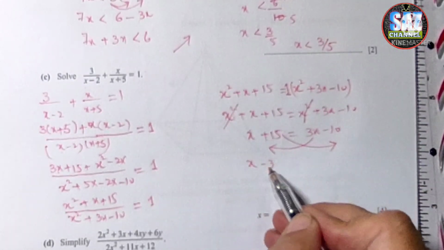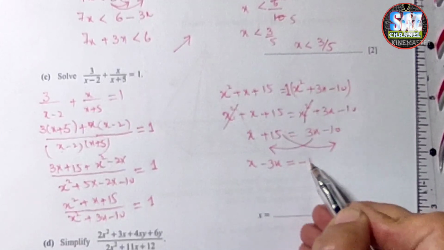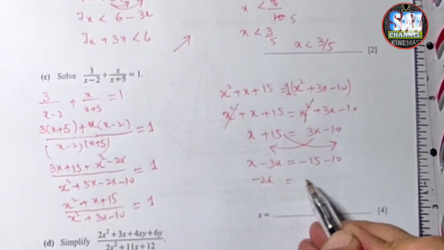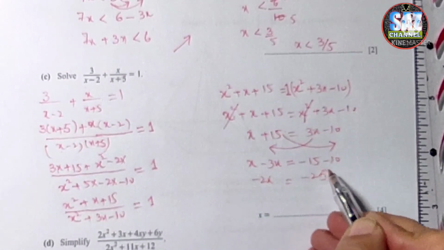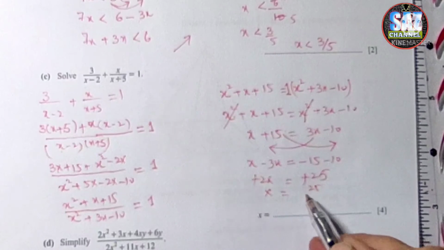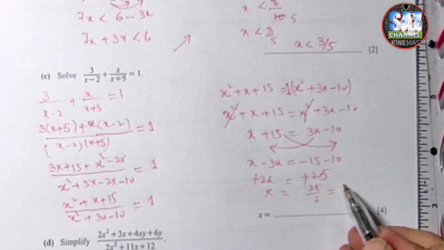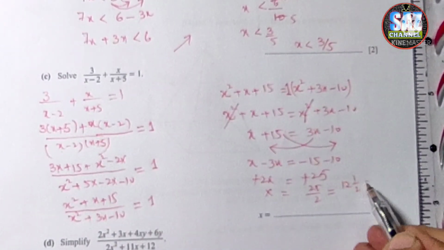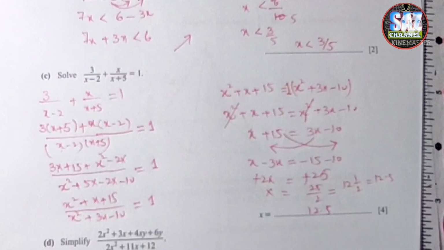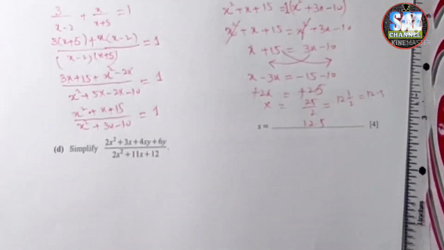It will take the form x minus 3x equals minus 15 minus 10, and minus 2x equals minus 25. Minus sign goes with minus sign, and x equals 25 by 2, which is equal to 12 whole 1 by 2 or 12.5. Really easy questions, and you can secure 10 to 12 marks easily for such questions.